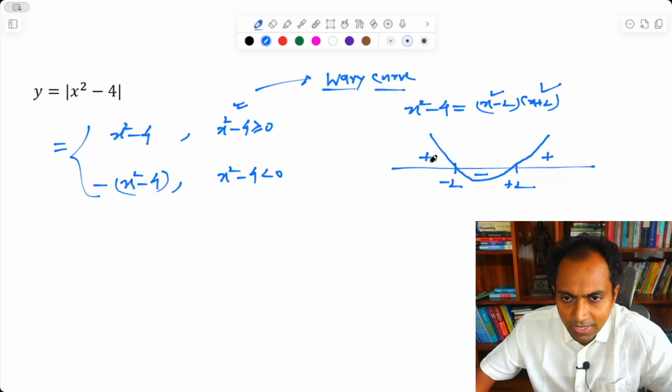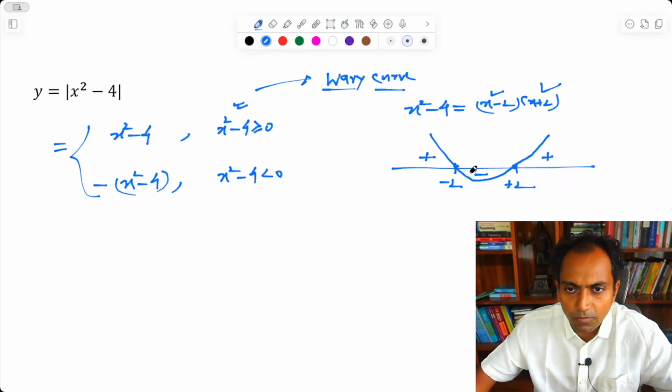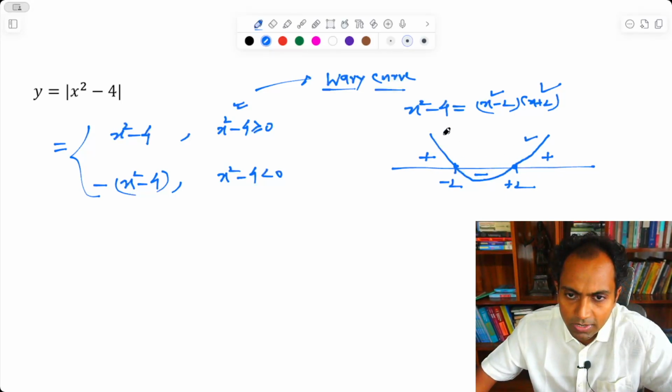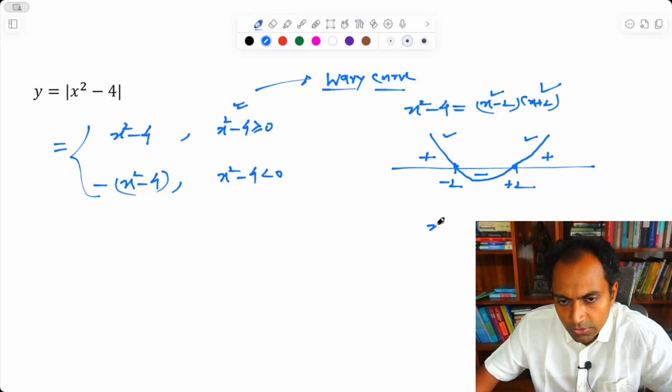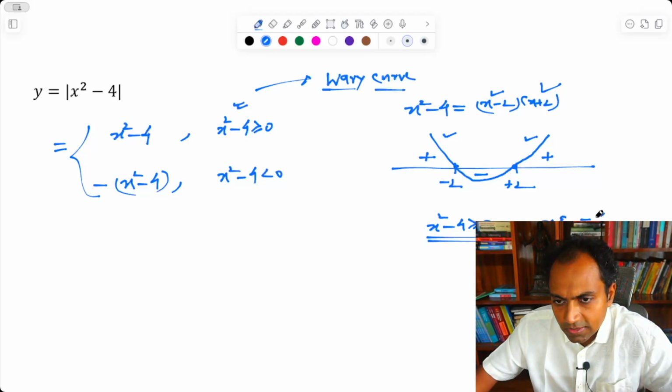So now what we are saying is greater than or equal to 0 would mean we will include this point. If I want to give the answer where it is positive, meaning where it is above the x-axis, these two regions. So x square minus 4 greater than or equal to 0 would mean your x belongs to this region, that is minus infinity to minus 2, union 2 to infinity.